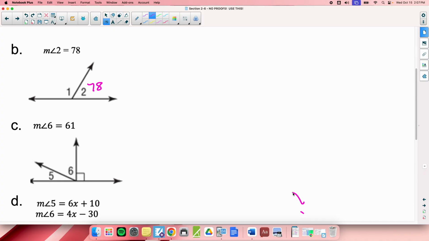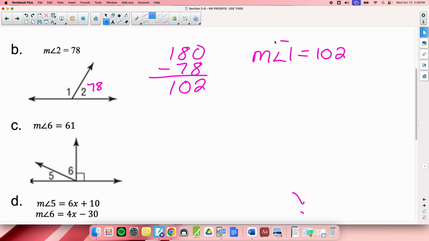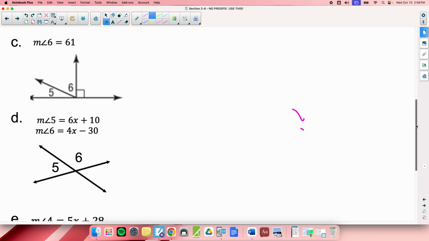What do 1 and 2 form? 180, because it's a straight line. So you subtract 78 from 180. 180 minus 78 is 102. They already gave us angle 2, so our answer would be the measure of angle 1 is 102. All right. Now let's go to this one.